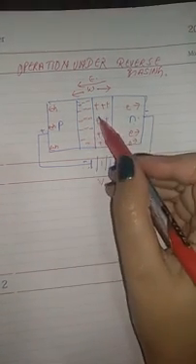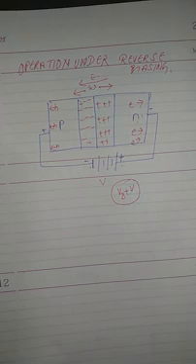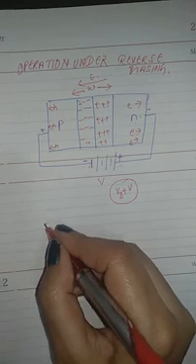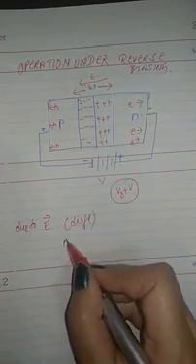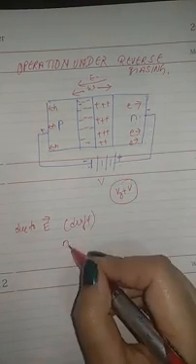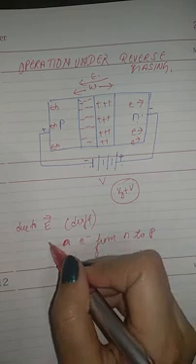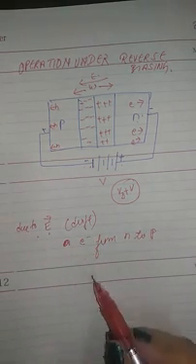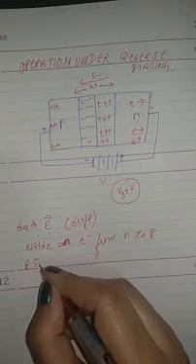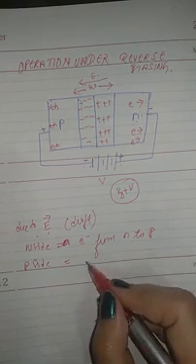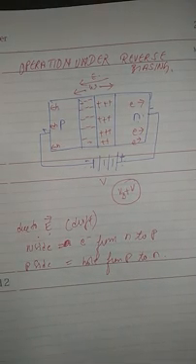Now because of this depletion region, what happens? Because of this width, an electric field is developed. Due to the electric field, there will be drift of minority charge carriers. In the N side, the minority is electron, so electrons will move from N to P side. In the P side, holes will move from P to N. This is the drift.